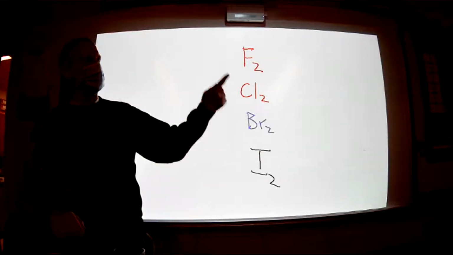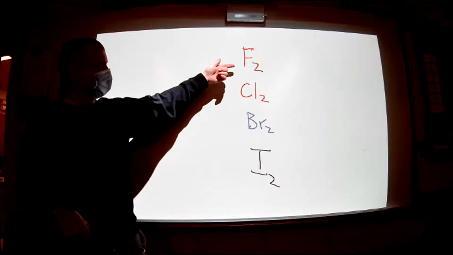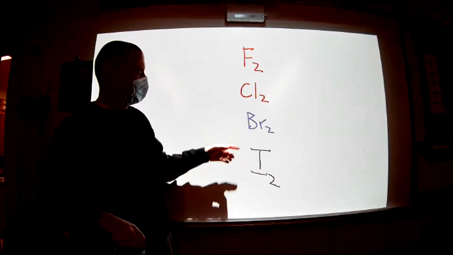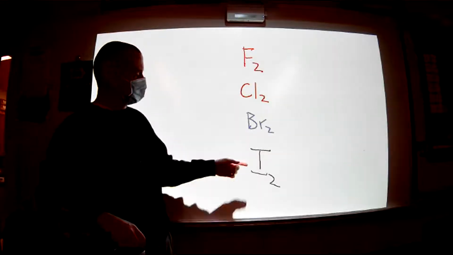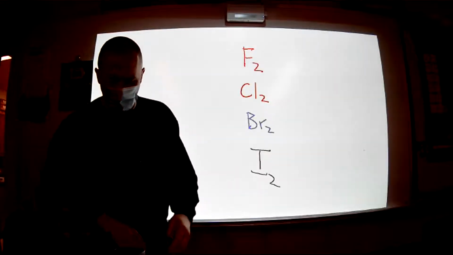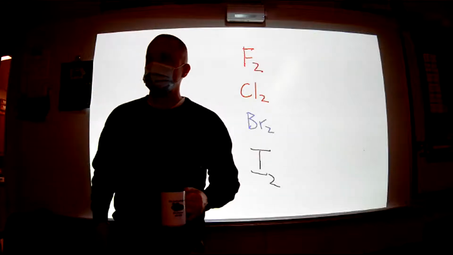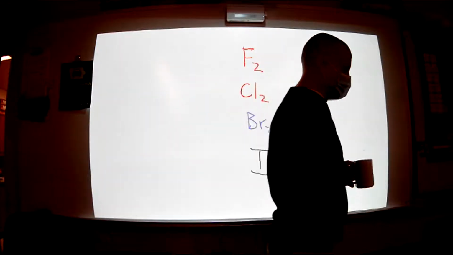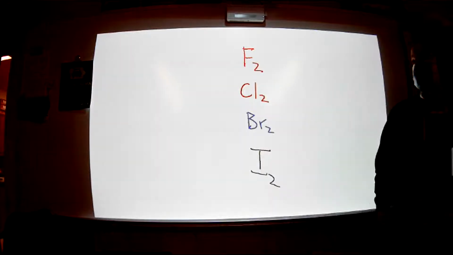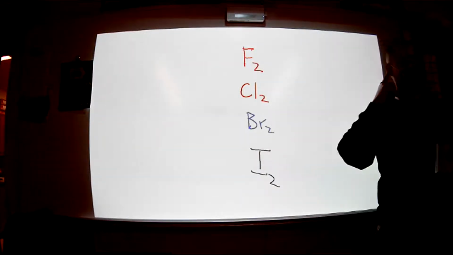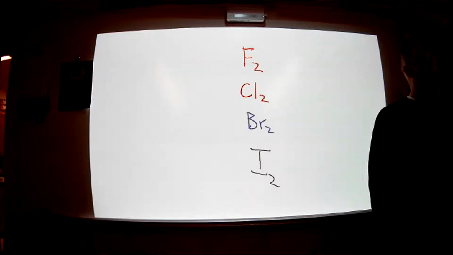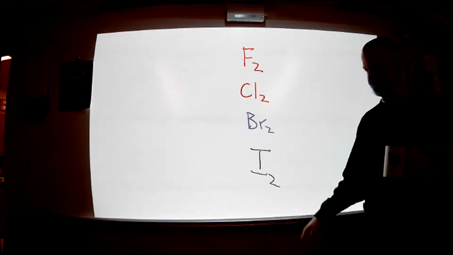When you look at our periodic table, you'll notice fluorine and chlorine are red. Bromine is blue. And on our periodic table, iodine is shown as black. Those reflect the state of matter, with red indicating the substance is a gas, blue indicating a liquid, and black indicating a solid.